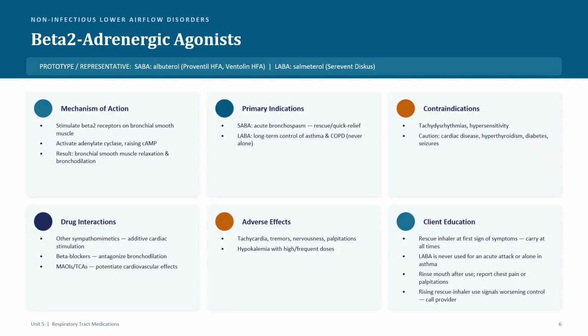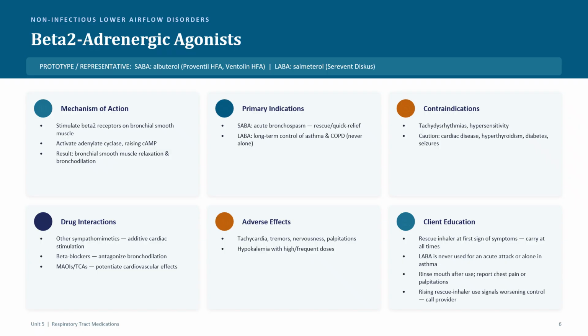So the first class of medications are the beta-2 adrenergic agonists, and these are albuterol and salmeterol. And these medications basically have the same mechanism of action. So the beta-2 receptors sit on bronchial smooth muscle, and stimulating them raises a signaling molecule called cAMP inside the cell, which tells the smooth muscle to relax. So then relaxed smooth muscle means the airway is widened. And that's the whole mechanism for both of those medications.